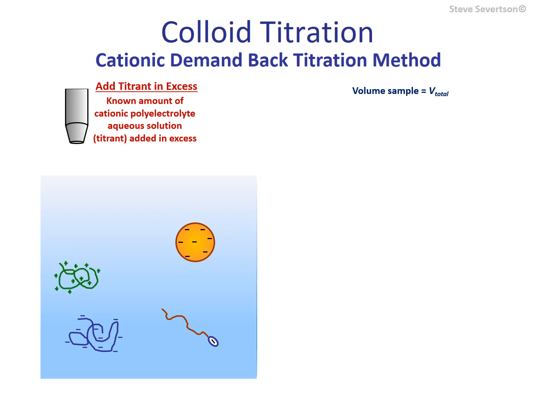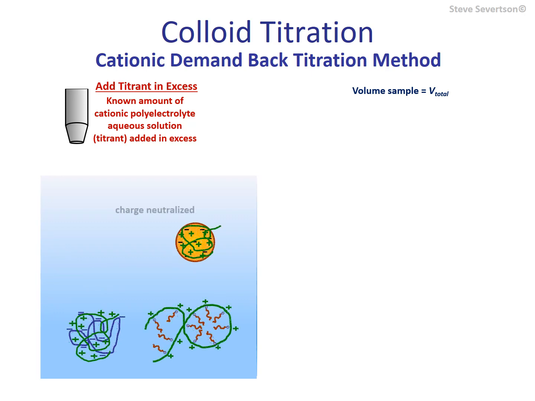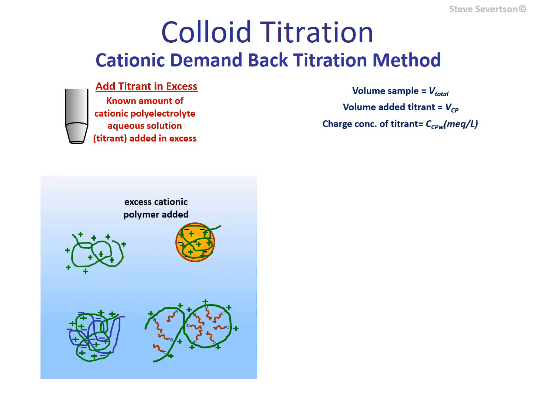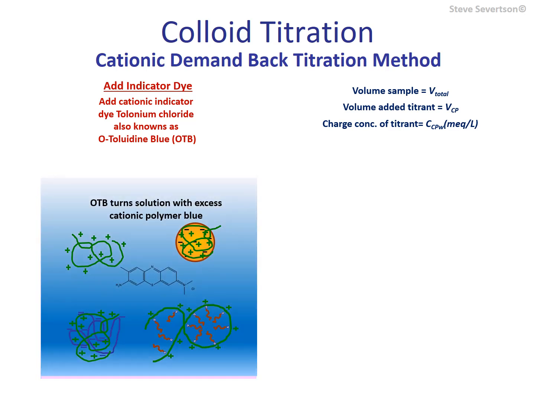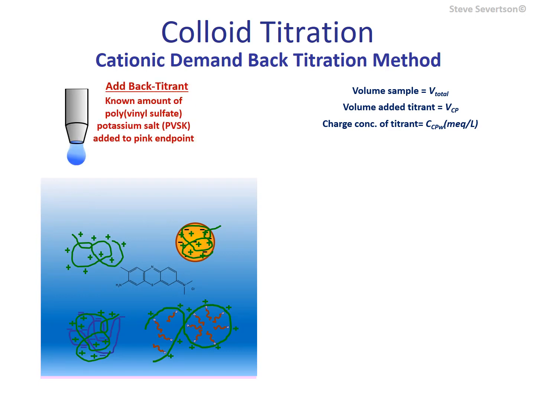The cationic polymer is added in excess to consume dissolved anionic polymer and surfactant species in complexation reactions, and if present, saturates surfaces of negatively charged suspended solids. An indicator dye, usually toluidine chloride, also known as O-toluidine blue or OTB, is then added to the colloid, which turns it a faint blue color. We then titrate with an anionic polyelectrolyte of known concentration. The polymer used for this is usually PVSK at a concentration of 1 milliequivalent per liter.